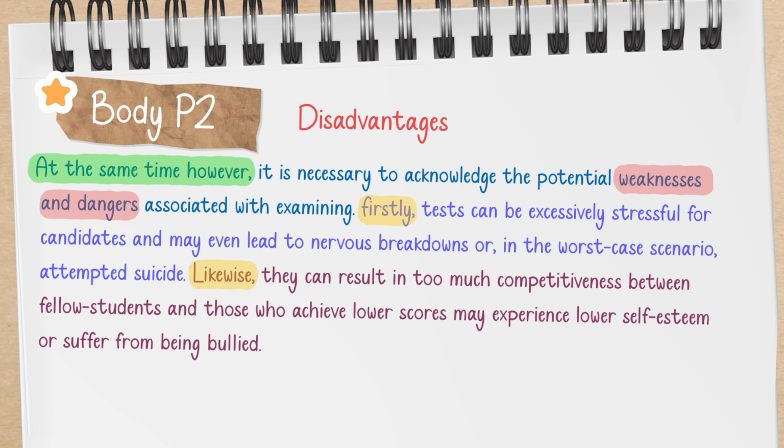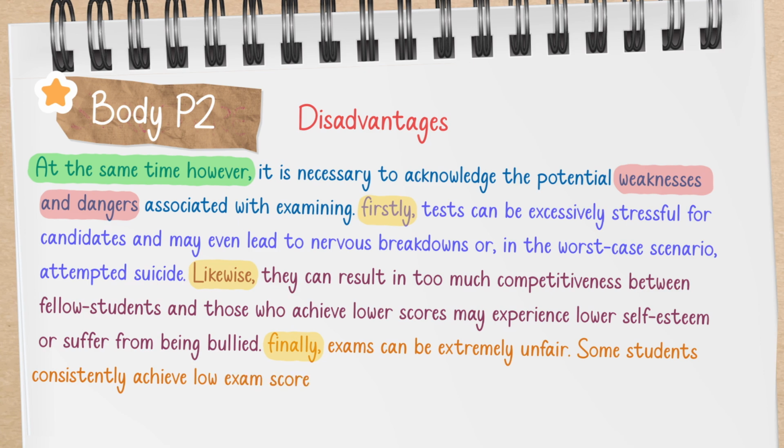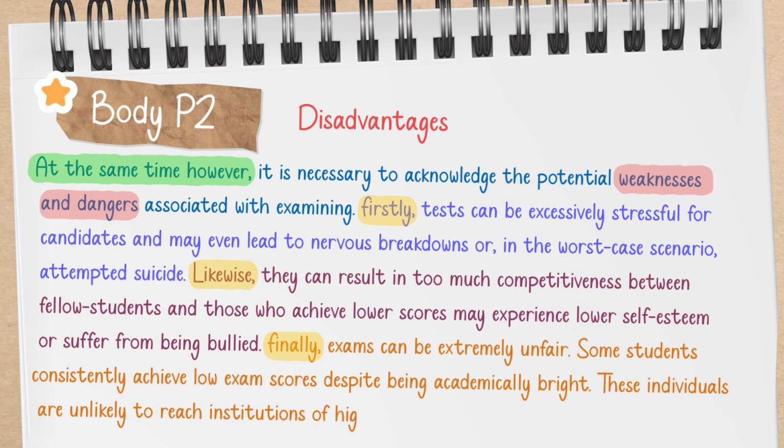All right, and our last sentence will be about the third disadvantage. Finally, exams can be extremely unfair. So what do I mean by being unfair? I have to provide more information, maybe, for example, providing some examples, right? Some students consistently achieve low exam scores despite being academically bright. These individuals are unlikely to reach institutions of higher education even though they deserve to. So you see how I support my point here, right?